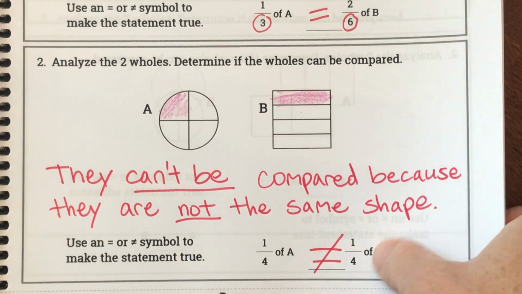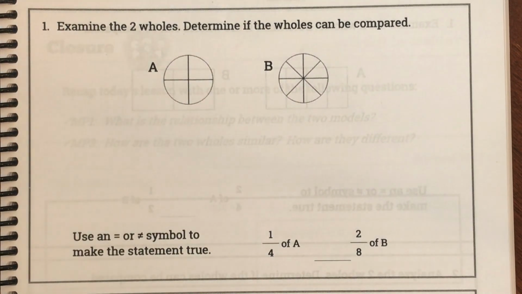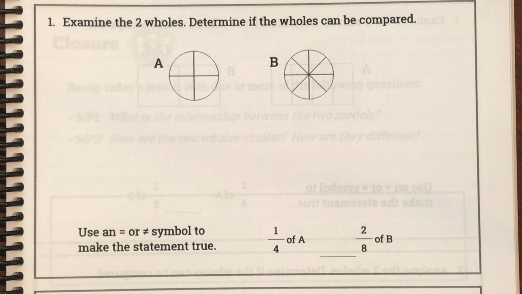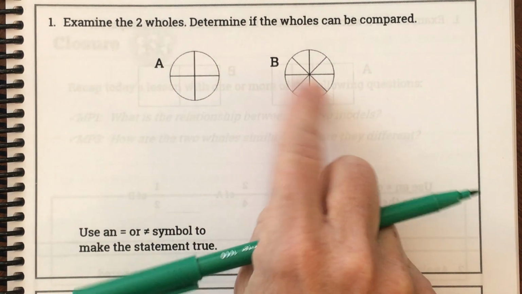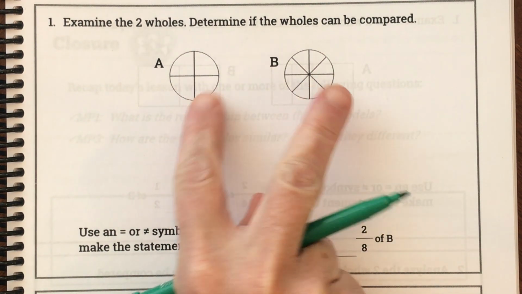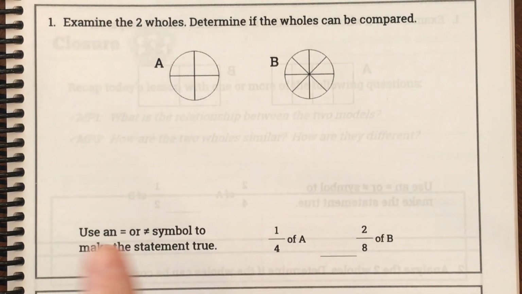Okay, let's try some of these together, boys and girls. We're on page 90. If you can turn to page 90. Here's our first problem. And it says, examine, which means look closely, at the 2 wholes. Determine if the wholes can be compared. Let's look at our 2 wholes. Okay, what do we see? We see the same shape, both circles, and the same size.